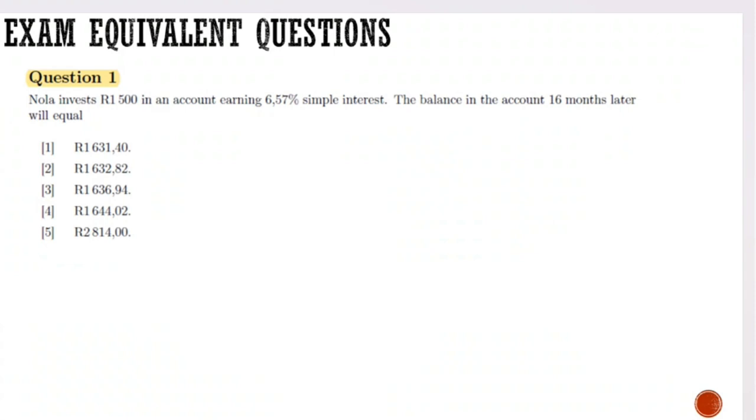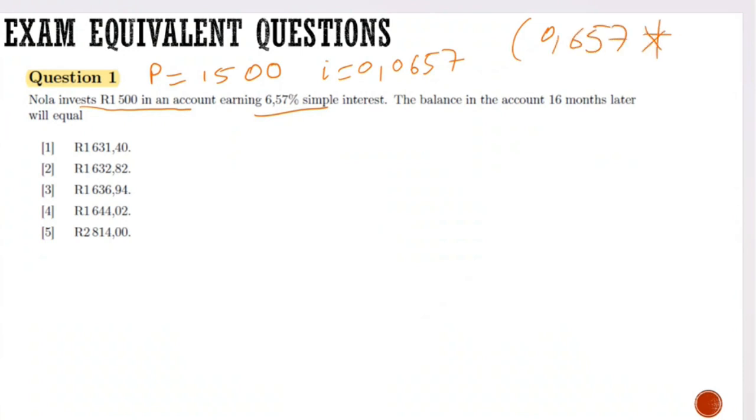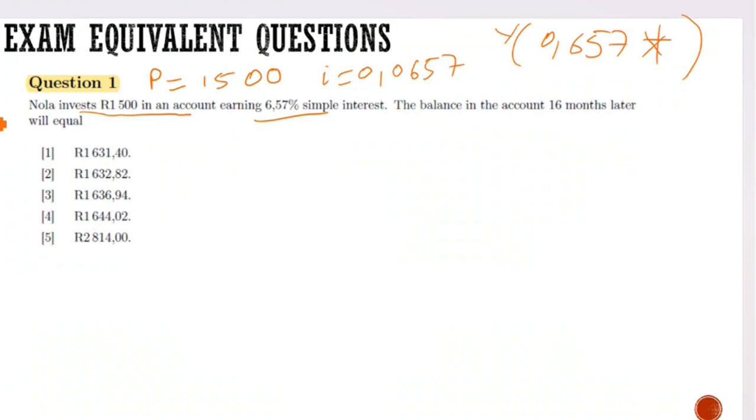This question is saying Nola invests 15,000 into an account. So she is investing it now, so you've got your P is equal to 15,000. She is doing it now. Invest is a present tense, earning this amount. So your interest here is equal to 0,0657. Again, don't run into a trap of saying your interest rate is 0,657. These are the common errors that you find. Be careful.